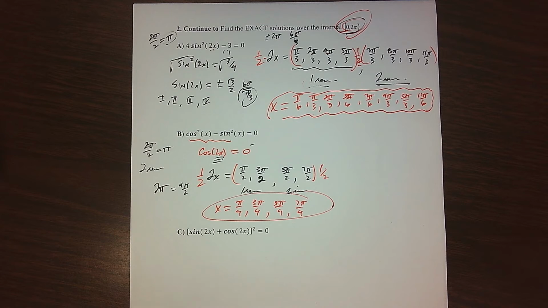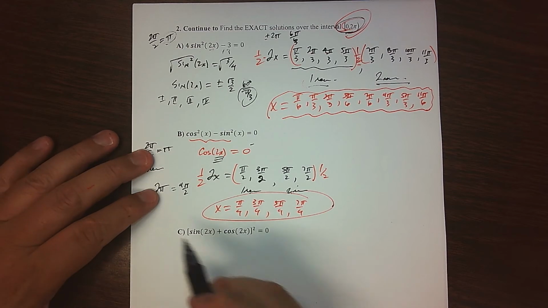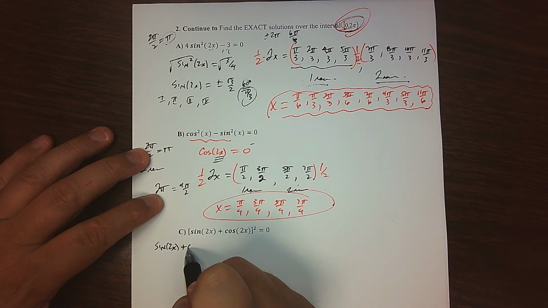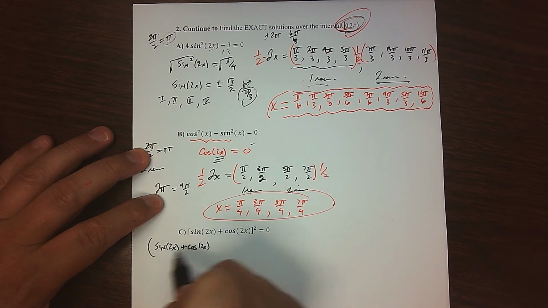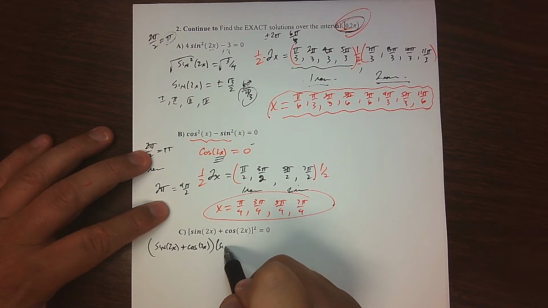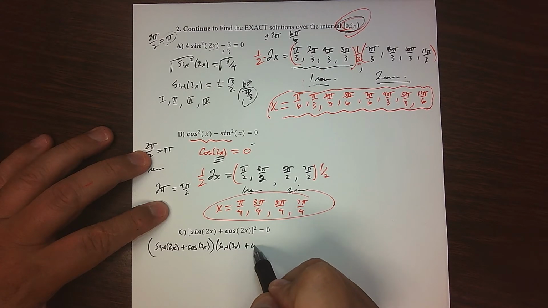All right, so the next one, I have cosine of 2x plus cosine of 2x, and I'm squaring it. So again, a lot of stuff going on there. Lots of ways to approach this. I'm going to approach it by expanding everything out. So let's see where that takes us. So we're going to have cosine 2x plus cosine 2x times sine 2x plus cosine 2x.